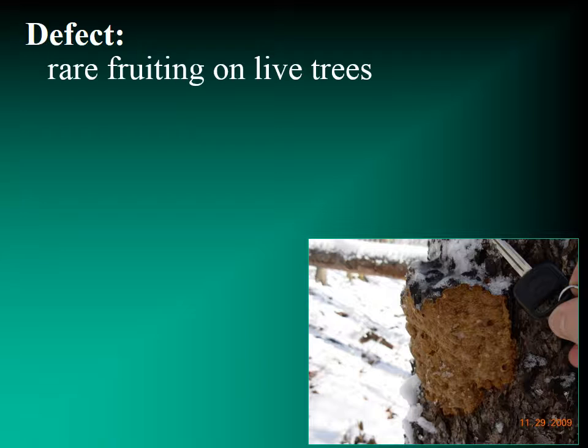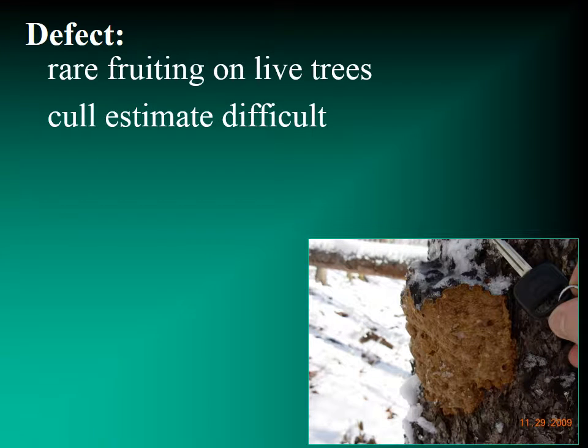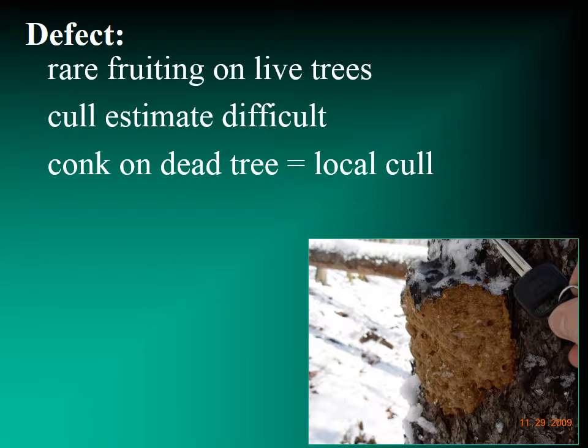When you have the defect, these conchs are rare on trees, and because they are rare, the cull is very hard to estimate. But if you do have a conch, it will be a local cull. You'll have to make a call if there are multiple conchs. I would probably be doing at least a minimum of 4 feet. But anyway, just put local cull.